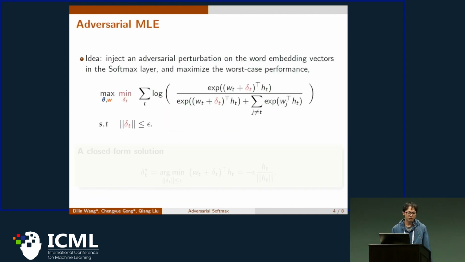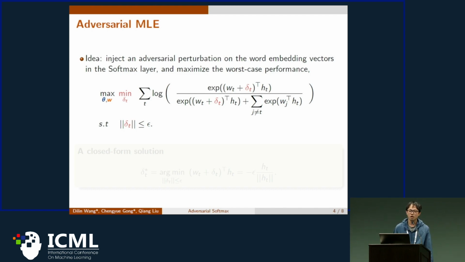So in our work, we propose to augment adversarial training to improve language modeling. The idea is super simple. We inject adversarial noise into the word embeddings in the softmax layer, and then seek to find the optimal model parameters theta and W that maximize the worst case performance.